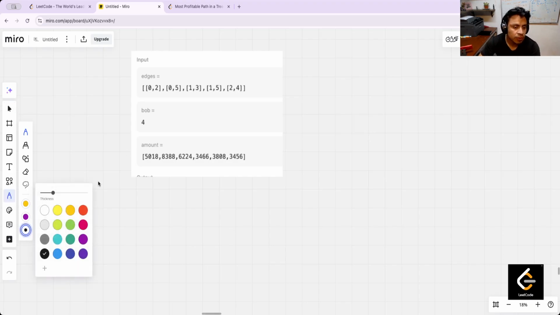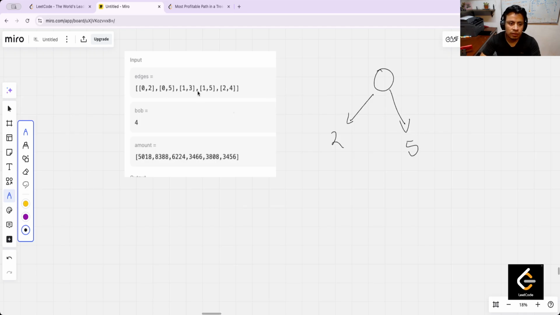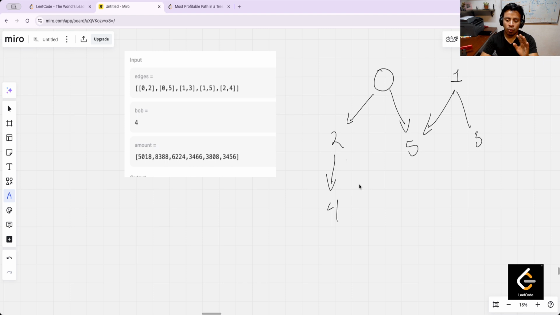Why? Because, for example, here, let me first create the nodes. In this case, the root is 0. It is connected with 2, the 0 is connected with 5, the 1 is connected with 3 and with 5. Here I have another 1, connected with this, and connected with 3, and the 2 is connected with the 4. Okay, now what happened with this?